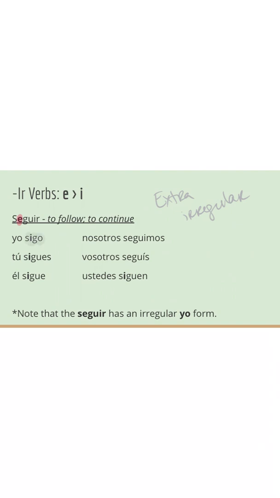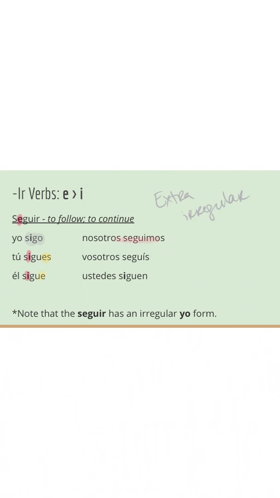So yo sigo. Muy bien. Yo sigo. We do see the stem change come back with tú sigues, right? We do have that es ending there. And if he follows or continues, it becomes él sigue.